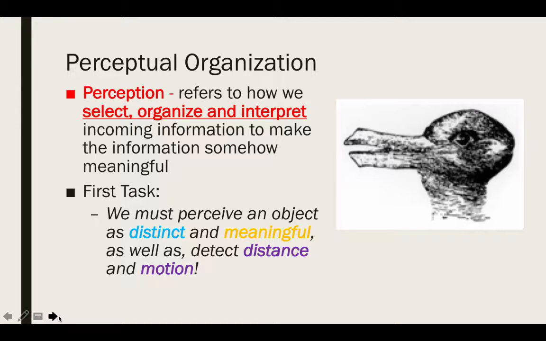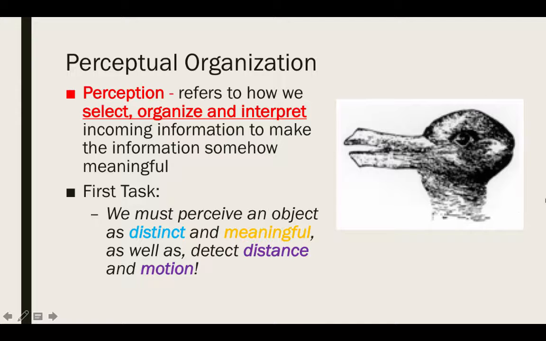So the first task, and we have several tendencies when we are using our top-down processing, we first must perceive an object as distinct from its background and meaningful somehow. And later on we'll talk about how we detect distance and motion.